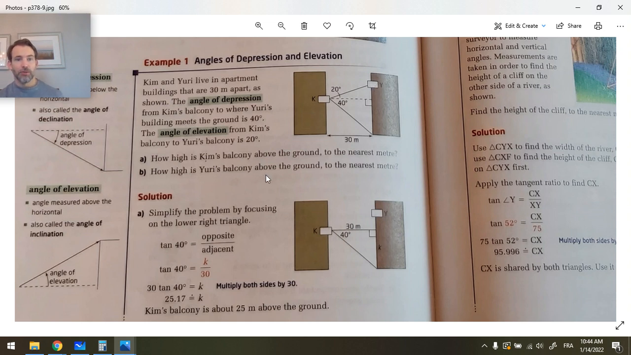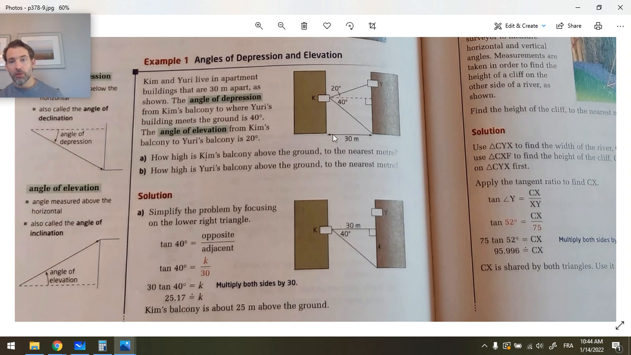Okay, so the first thing that we would do if we want to solve this question about Yuri, this would still be the easiest way, even after we have the next unit. So the first way would be to say how tall is Kim's balcony, and we can use this triangle here to find the height of Kim's balcony. This is 30 meters and this is 40 degrees. So of course we can solve for that. And this is opposite and this is adjacent.